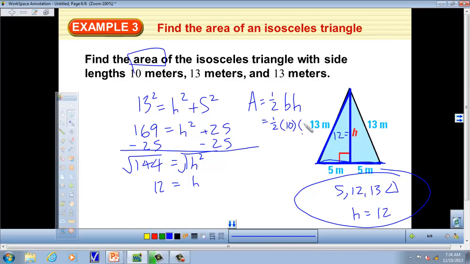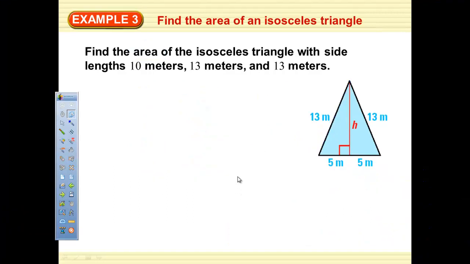Oops. So put a 12 in here. So it's 1/2 times 10 times 12. So I'm going to say 1/2 times 12, those cancel and give me a 6 here. My answer ends up being 60 square meters. Okay? And that's all you needed to do. I'll show you what they did.